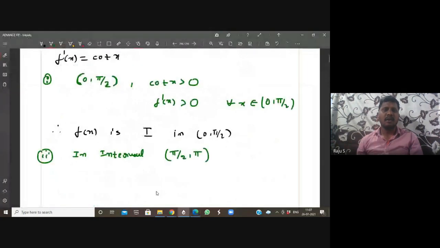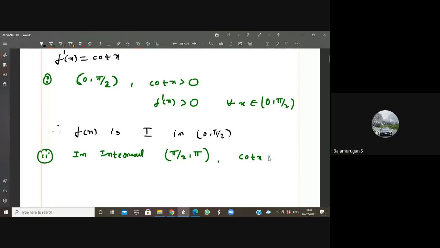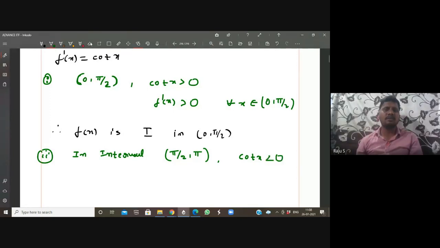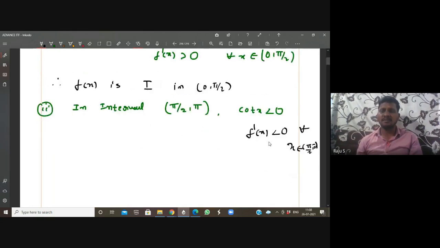Okay, second quadrant. In the second quadrant, pi by 2 to pi, what about cot x, students? Is it greater than 0 or lesser than 0? Yes, lesser than 0. Cot x is nothing but f dash of x. So shall I write here f dash of x is lesser than 0 for every x belonging to pi by 2 to pi? Yes, we can write. So f dash of x is lesser than 0 for each x belonging to pi by 2 to pi, second quadrant.